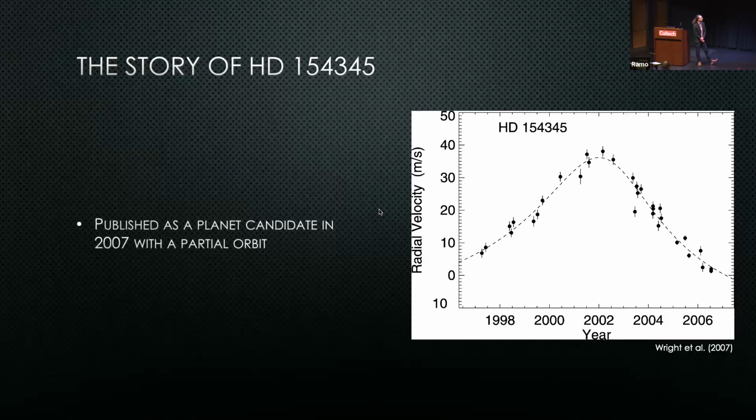And so I wanted to go through an interesting story of HD 154345. This is probably Jason Wright's nemesis star. So he initially published this as a candidate in 2007. It was in a paper with a couple other planet detections. And he had this orbit so far. It wasn't quite complete, so he wasn't willing to call it a planet quite yet, but he published it as a candidate at that time.